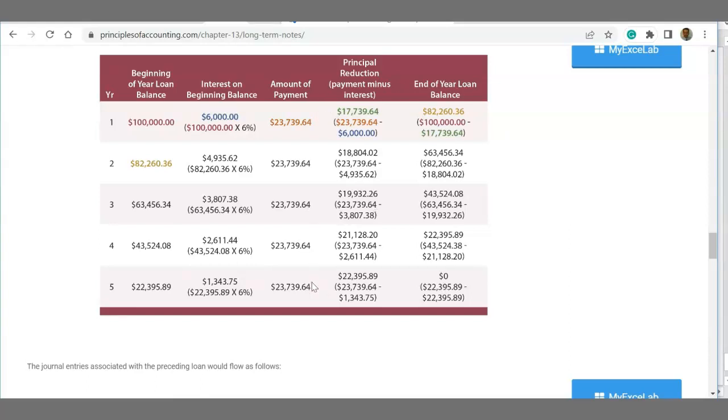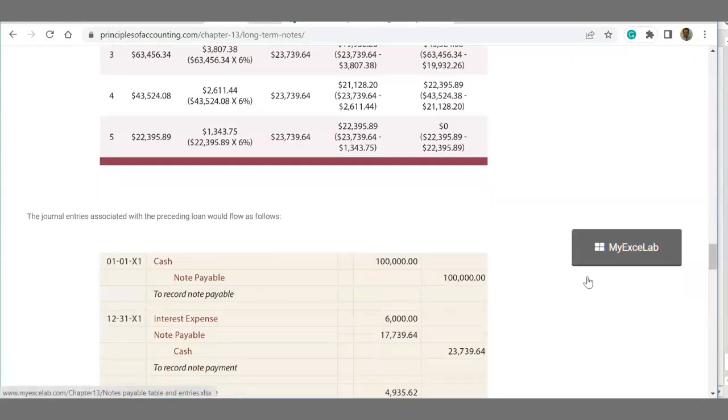Your payments are always the same. Your interest is very high at the beginning because the principal is high, but your interest expense keeps going down because your principal is getting smaller and smaller. Any questions, please? Perfect. Looks like everyone is happy.